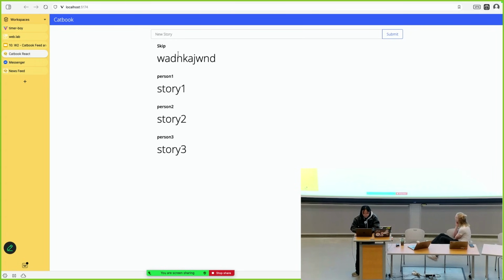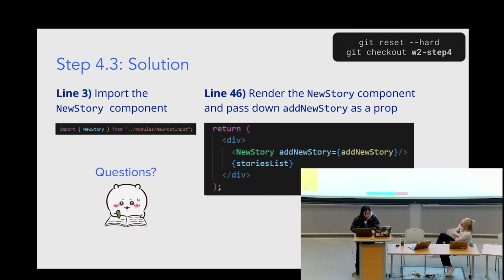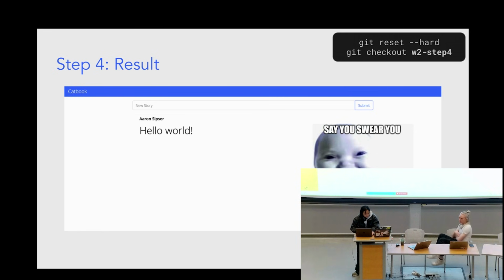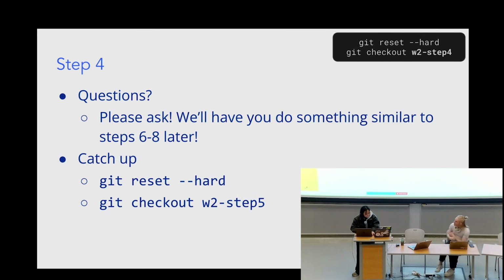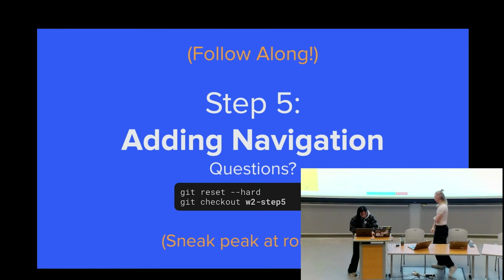Pretty cool, guys. All right, I believe that's it for step 4. Let me pause on the solution code here. Are there any questions with what we did before I move on to step 5? Before Calvin moves on to step 5. Okay, great. So this is our result. Let me pass it off to Calvin now, where he's going to go over routing.